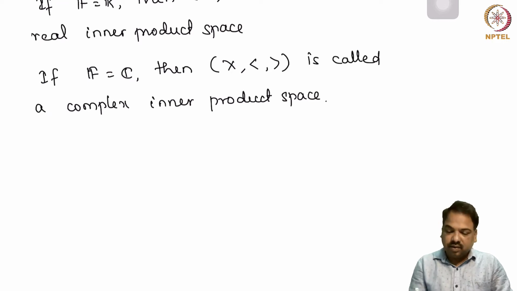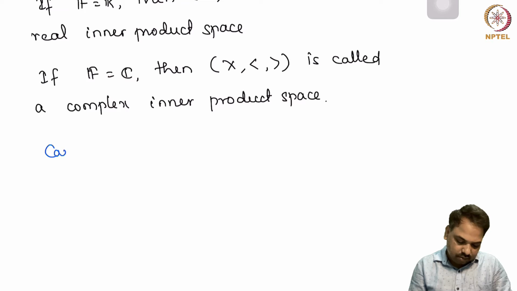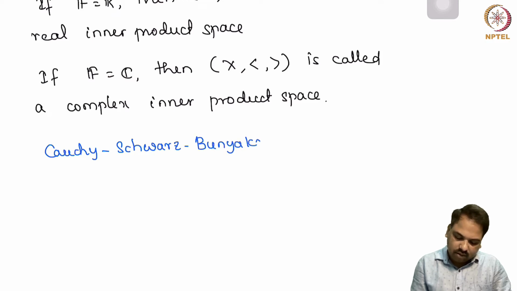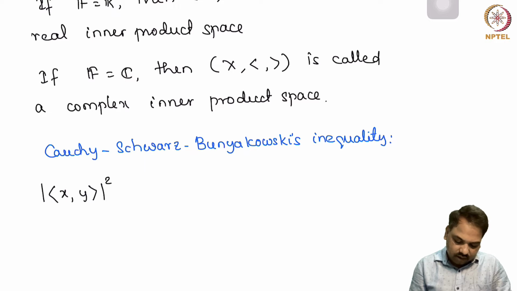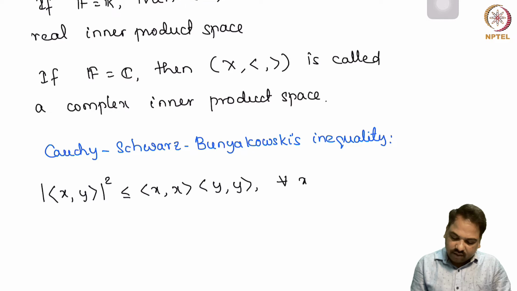Let us recall the Cauchy-Schwarz-Bunyakovsky inequality in the inner product case. Modulus of inner product of x with y squared is less than or equal to the inner product of x with itself multiplied by the inner product of y with itself, for every x, y in X.